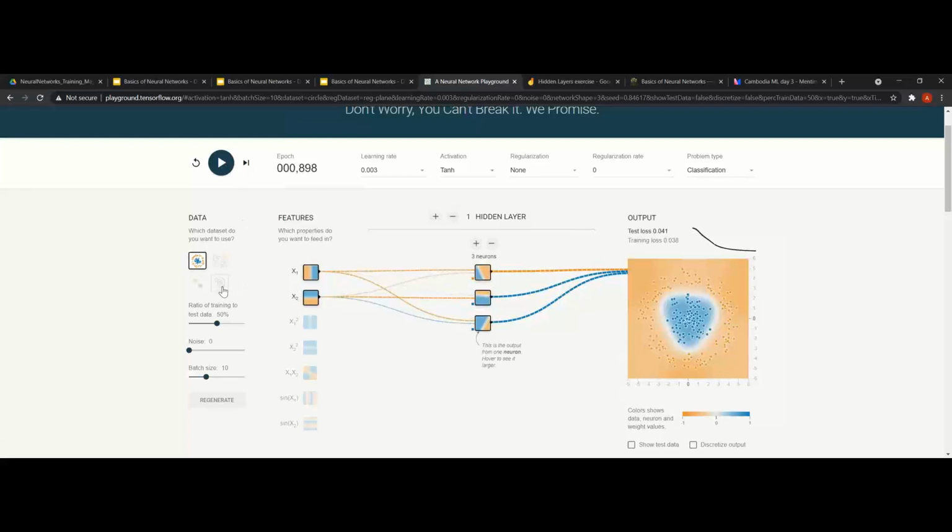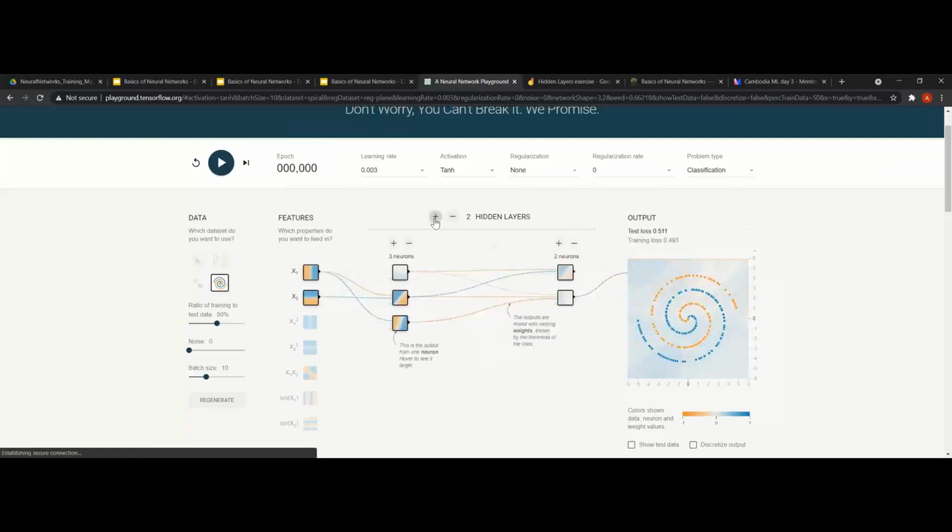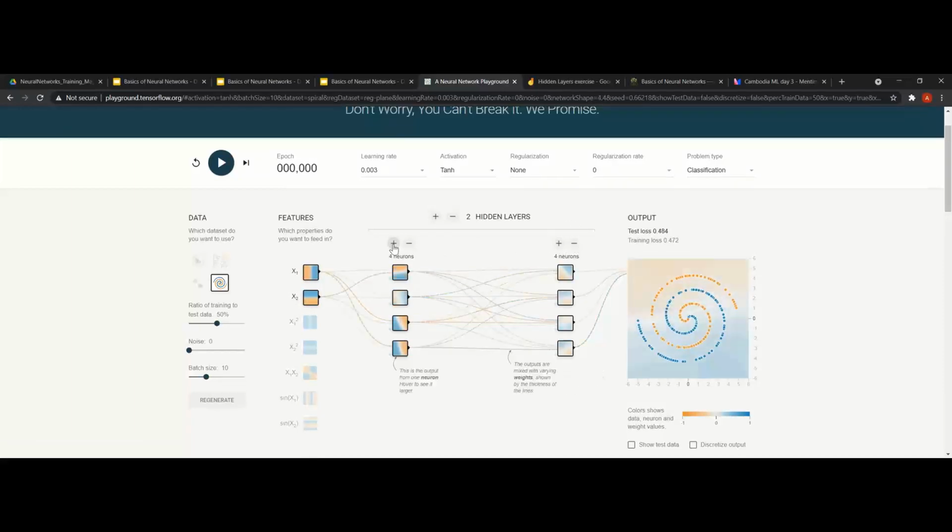Let's try with this spiral here, which is much more complicated. The model has to draw these boundaries, like those boundaries that we saw. Let's try doing this. It's going to have a really hard time. I shouldn't even do this, but you can start to see in the background that it starts to curve, but it's not doing a good job. Let's add another hidden layer. Maybe add a couple more neurons. Let's see if this is too much. I'm still having a hard time.